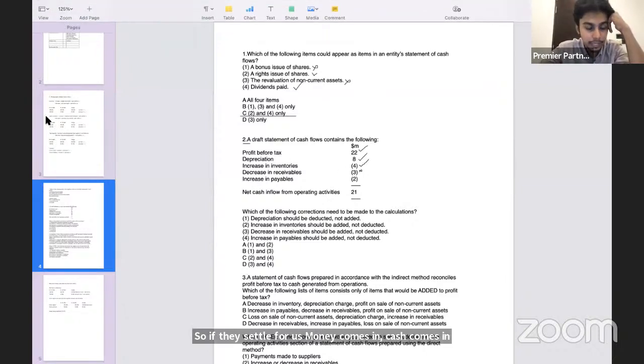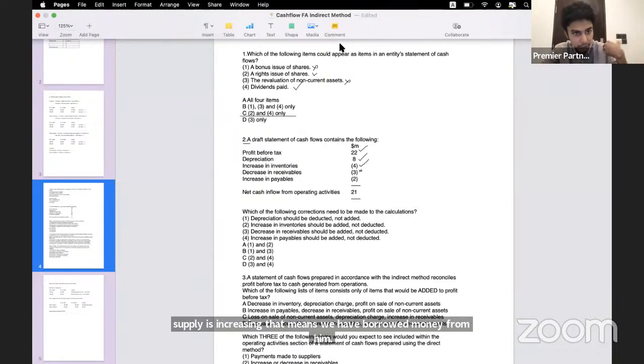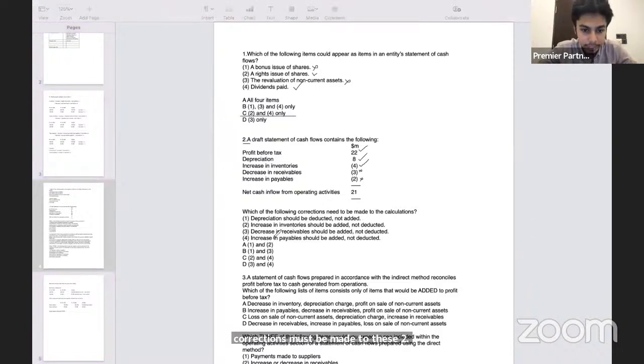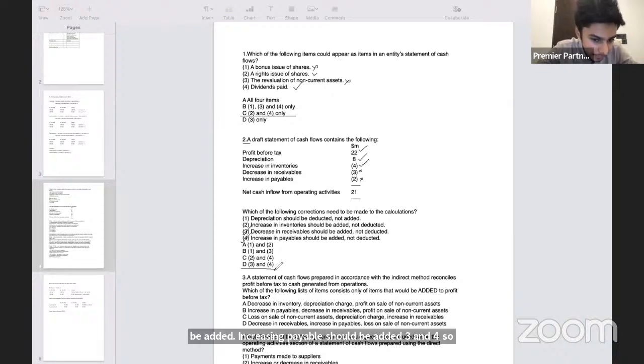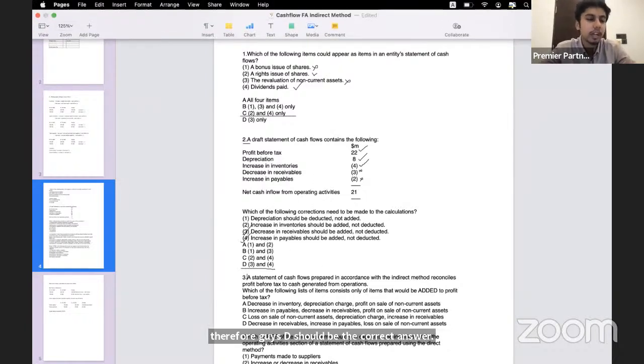Increase in payable, guys. If the supply is increasing, that means we have borrowed money from him. When you borrow money from someone, cash comes in, so it's positive, not negative. Therefore corrections must be made to these two. Decrease in receivable should be added, and increase in payable should be added, 3 and 4. So D should be the correct answer. They are asking what should be corrected, so these are the two areas that have to be corrected in the cash flow statement.